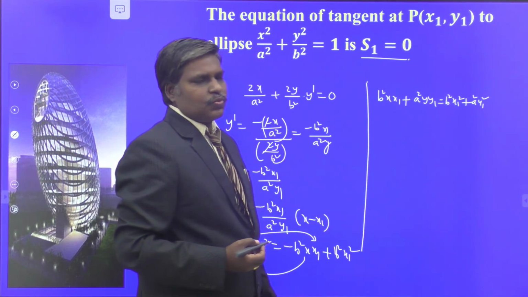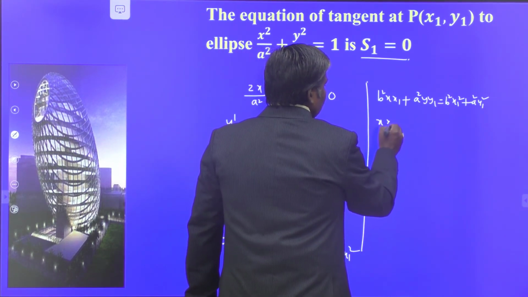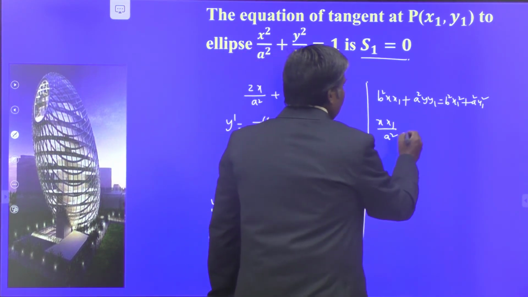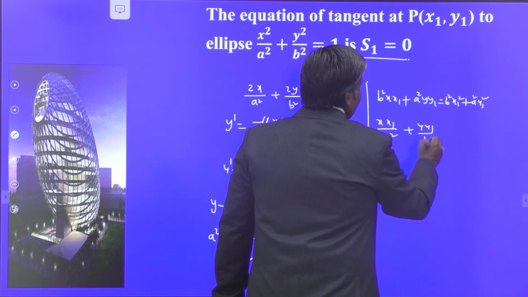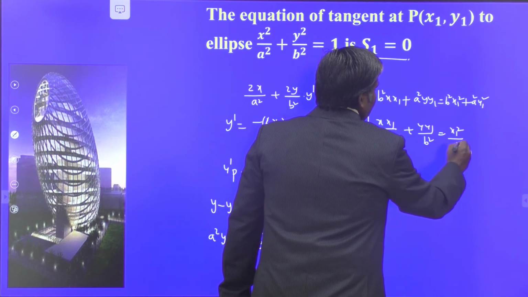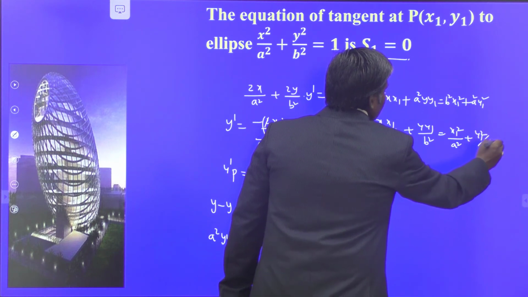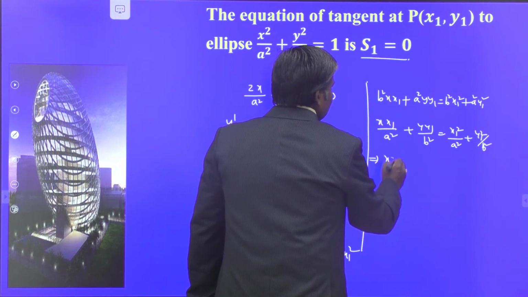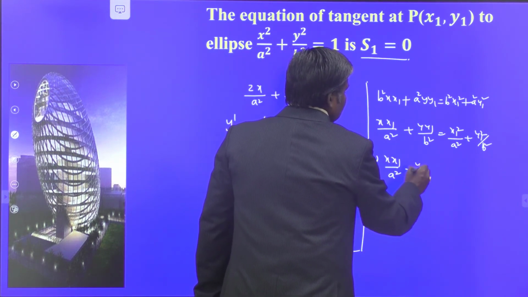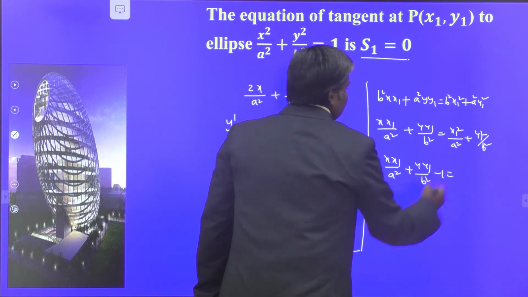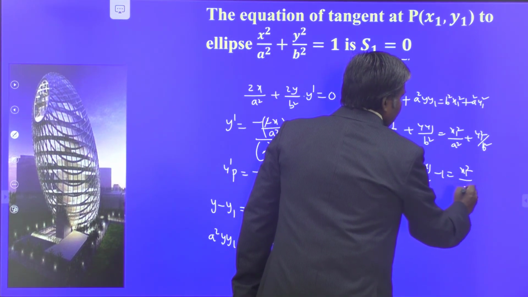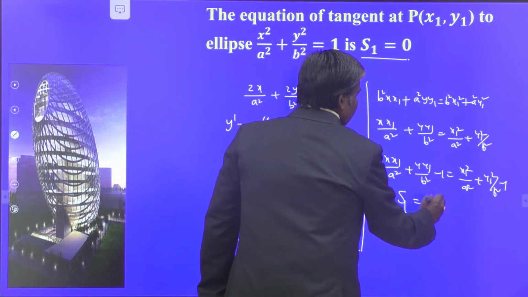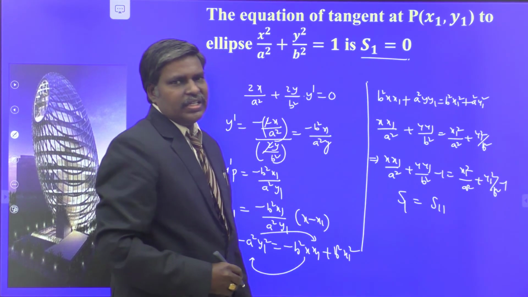Dividing on both sides by a square b square, we get x x1 by a square. We are dividing on both sides by what, my dears? a square b square. Plus y y1 by b square is equal to x1 square by a square plus y1 square by b square. Now, subtract 1 on both sides, we get x x1 by a square plus y y1 by b square minus 1 is equal to x1 square by a square plus y1 square by b square minus 1. What is this? S1. What is this? S11. We have S1 is equal to S11.